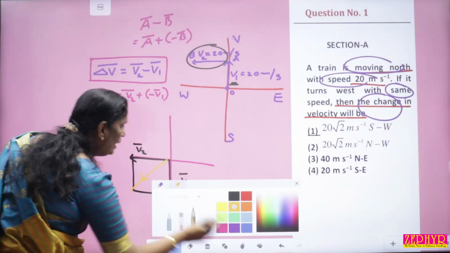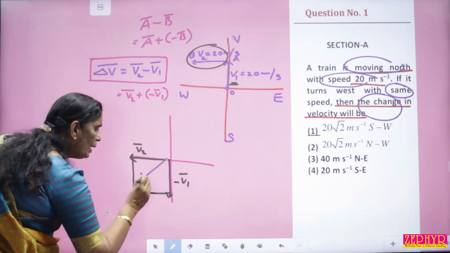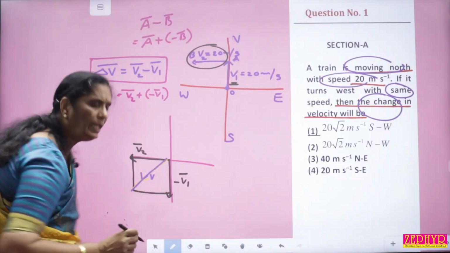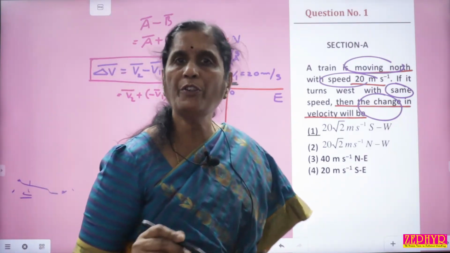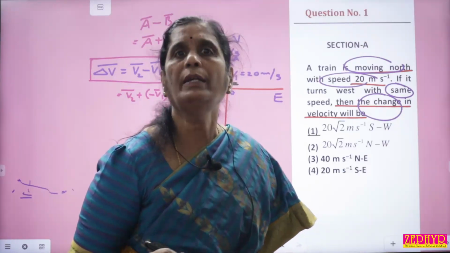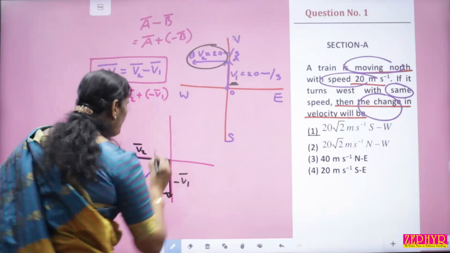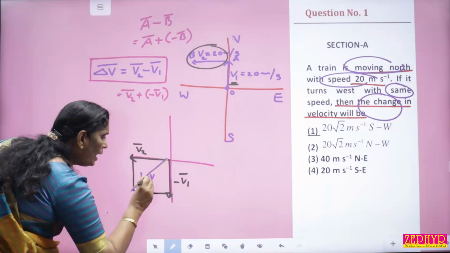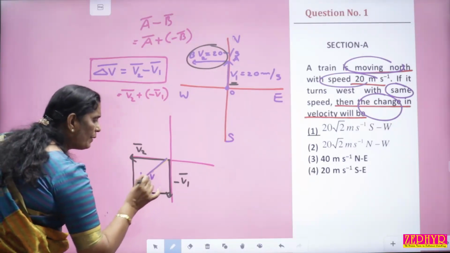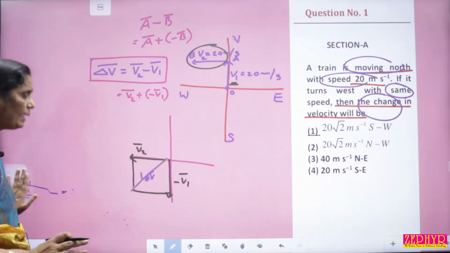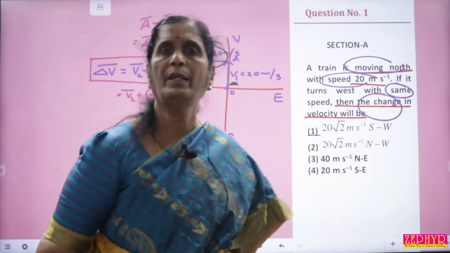Can you see that? Or I will darken it. So this represents V2, actually the velocity of second with respect to first. That is nothing but V2 minus V1, that is nothing but our delta V. So this represents delta V, and that delta V is called the change in velocity.